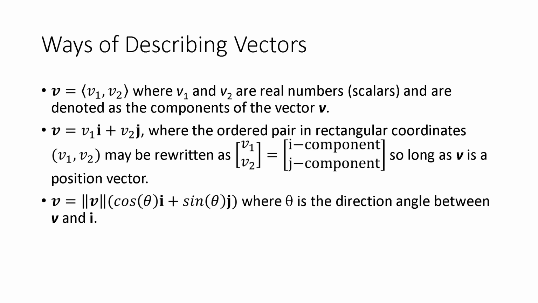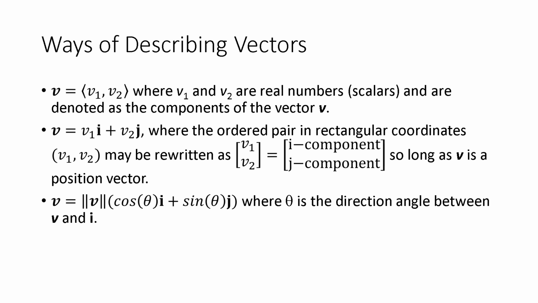On this slide, we talk about the different ways of describing vectors. So we can use boldface letters, and we can use bracket notation where v1 and v2 are real numbers. And these denote the components of the vector. You can also write a vector in the ij format where you have a number multiplying i and you have another number multiplying j. So (v1, v2) actually corresponds to an ordered pair in the rectangular coordinate system. And these numbers that form the ordered pair are multiplying the horizontal and vertical components of the vector because, again, we can translate the vector back to being a position vector.